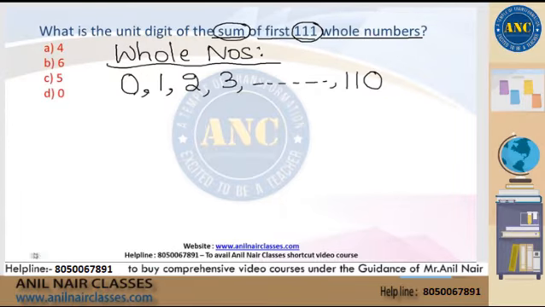Now your question says you need to find the sum of all these 111 whole numbers, the sum of all these first 111 whole numbers, and after finding the sum, you need to find the unit digit of it.